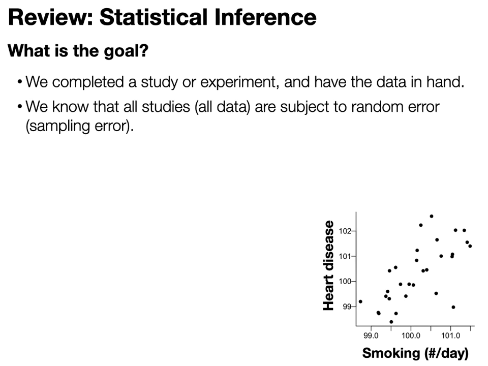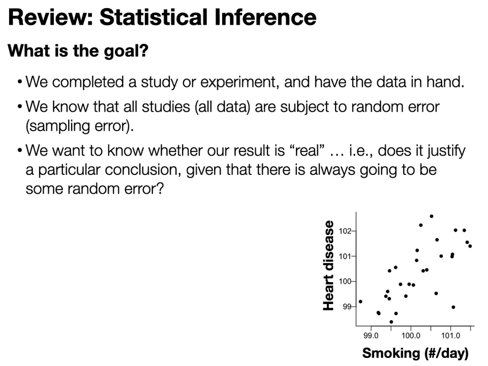Okay, so you know that all studies are subject to random chance, sampling error. And so it is possible that you could get data like what's shown in this scatter plot just by random chance. It's possible that smoking could have nothing to do with heart disease and you could observe something like this. But you've got this data and you want to figure out what's the probability of getting something like this if there was no real association. So the whole point is we've got our data and we want to know, is the result here real? Does the data justify a particular conclusion given that there's always going to be some probabilistic influence on the kind of data values we get?